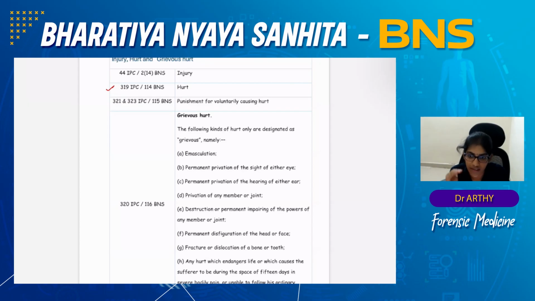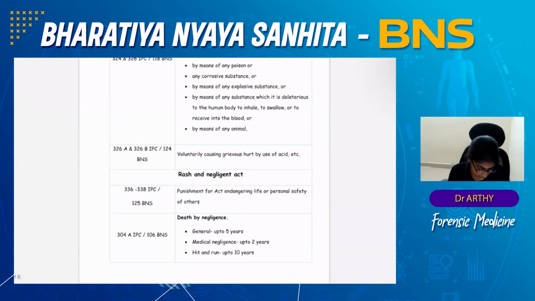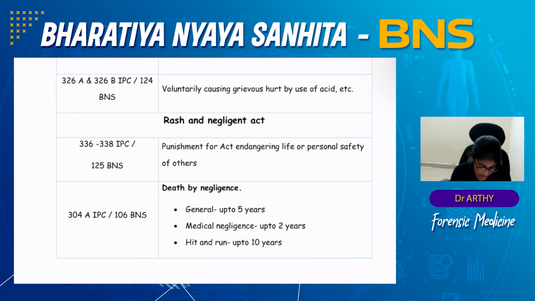Odd numbers, 115, punishment for voluntarily causing hurt, 117, punishment for voluntarily causing grievous hurt, and next we saw 125, punishment for rash and negligent act. Also do remember section 124 and section 106, which is for your death due to negligence. So death due to negligence, if it is a general negligence, they gave 5 years, medical negligence 2 years, hit and run cases 10 years.